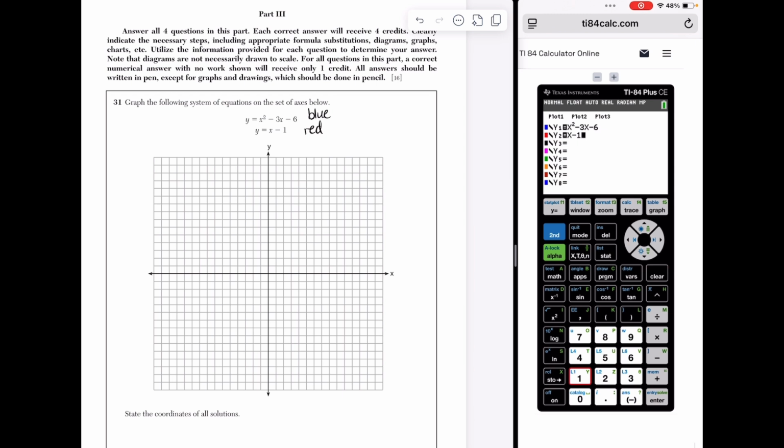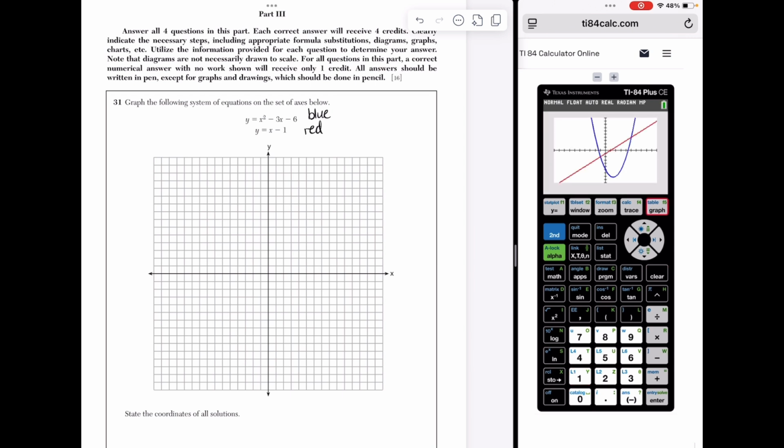And I can already see that my second one is going to be linear. It's going to be a straight line somewhere. And my first one is going to be a parabola because I have x squared in there. So if I end up having a parabola and a line, it might touch 0 times, 1 time, or 2 times. So that's what I'm looking for. I'm either going to have 1 solution, 0 solutions, or I might have 2 solutions. Okay. So we're going to graph this.